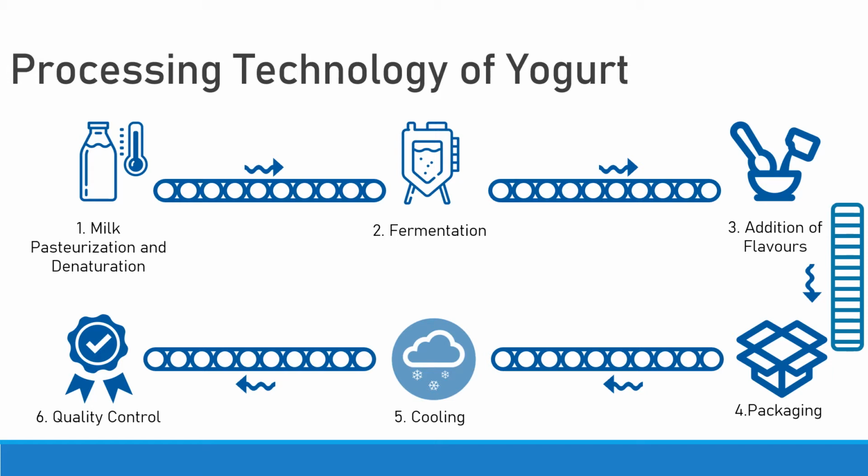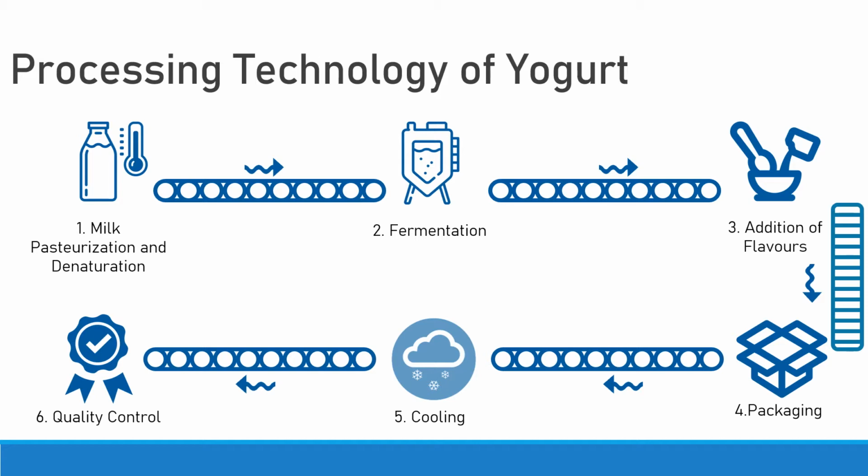The next step is addition of flavors. Flavoring agents such as fruit jam or fruit essence may be added. The fruit jam can be made by boiling the fruit with water at 95 centigrade for 6 minutes. Then the next one is packaging. Storage containers should be clean. Sterilization in boiling water is highly recommended.